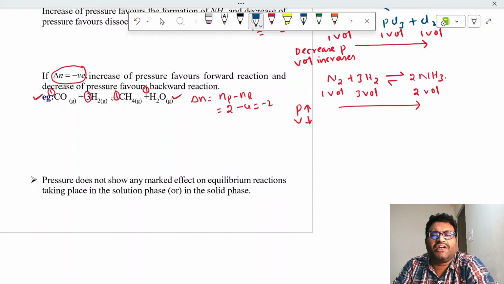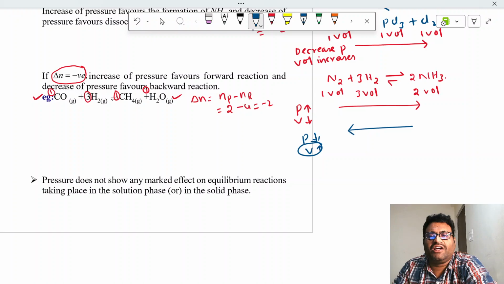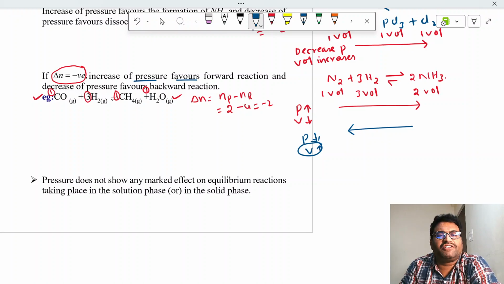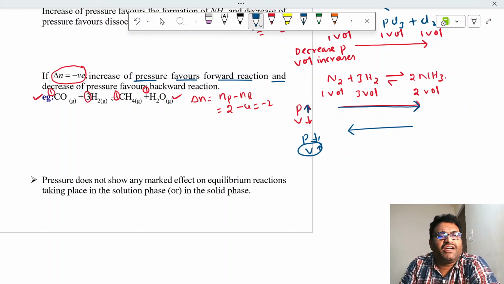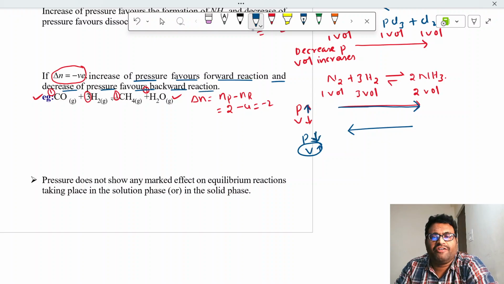This is the condition. Next condition is, if you decrease pressure, volume increases, inversely proportional. So more volume side is left side. So automatically the net rate of the reaction will be in the backward direction. So equilibrium is shifted to left side. See here, increase of pressure favors forward reaction, and decrease of pressure favors backward reaction. Simple understanding.